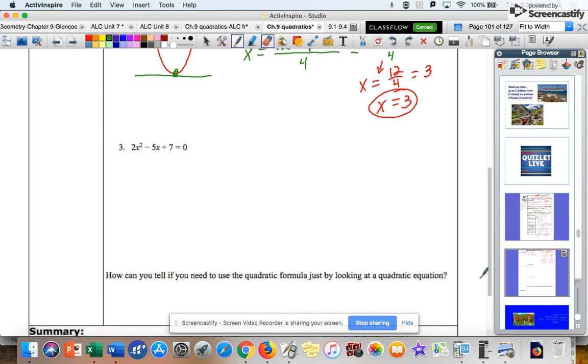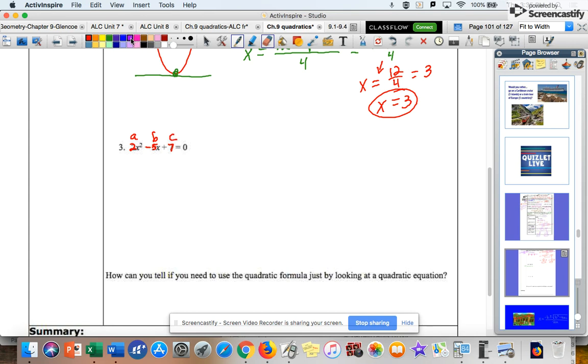Our last example here is nice because it's already set up so that we have it all set equal to 0. So our a value is 2, our b value is negative 5, and our c value is 7.